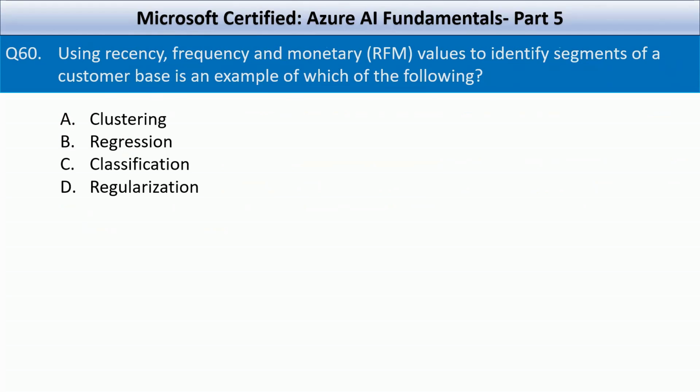Now, folks, you are grouping customers based on similar behaviors or characteristics and not assigning predefined labels, which is a classic example of clustering. Now, friends, regularization is a technique to reduce overfitting in machine learning models, and this is not a type of machine learning task. We have already gone through regression and classification multiple times in our series, so I hope you already know about it by now. Next question.